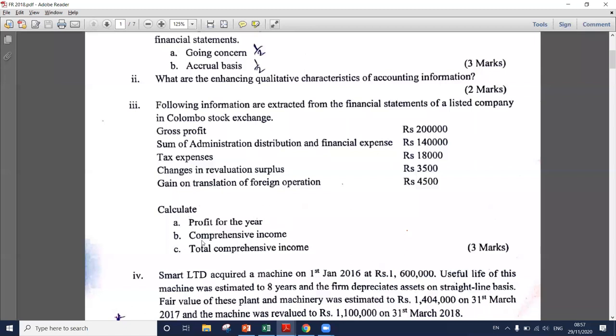What is the profit for the year? What is the comprehensive income? What is the total comprehensive income? Right.